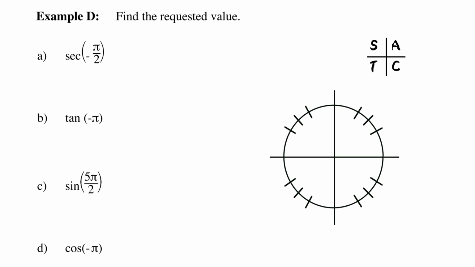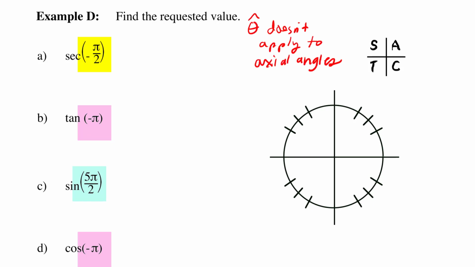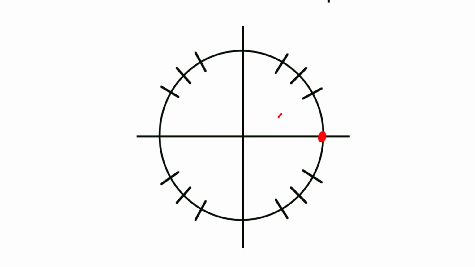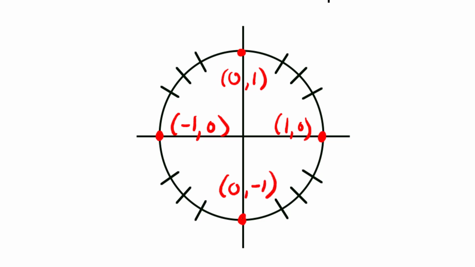All right. Now these values, negative pi over 2, 5 pi over 2, and negative pi, are all axial angles, axial radian measures. And theta hat doesn't apply here. So what we might need to do is look at the actual x and y coordinates for each of those axial values. The (1, 0), (0, 1), (negative 1, 0), and (0, negative 1). Once we have those in place, it's then relatively simple to find these particular trig values.